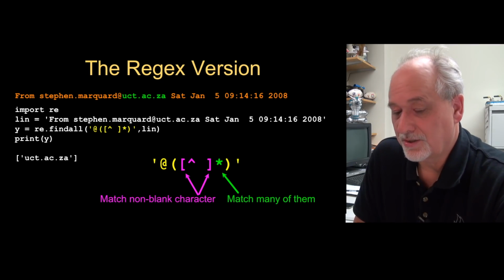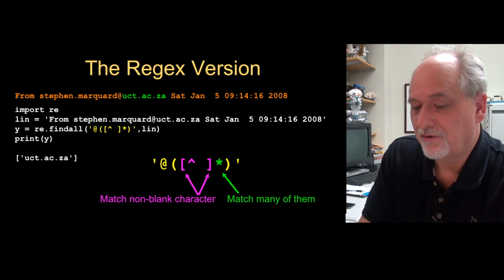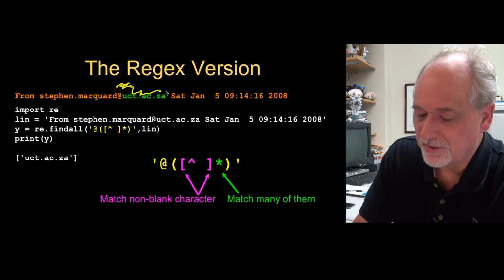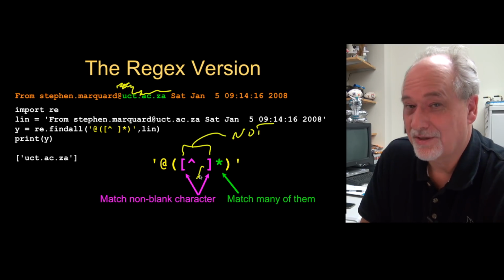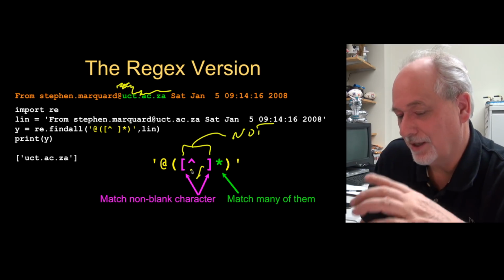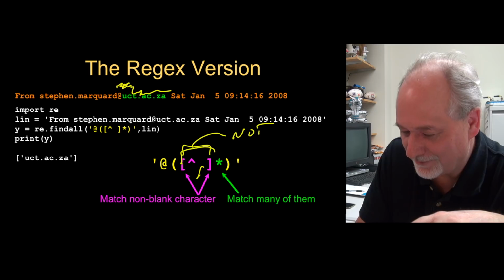Then let's start extracting with the parentheses, and once we have found the @ sign, let's look for non-blank characters. This is a set of characters. This caret as the first one means not a blank, so that's another way to do non-blank. Not a set of characters which are everything but blank. That's what this little bit is saying.